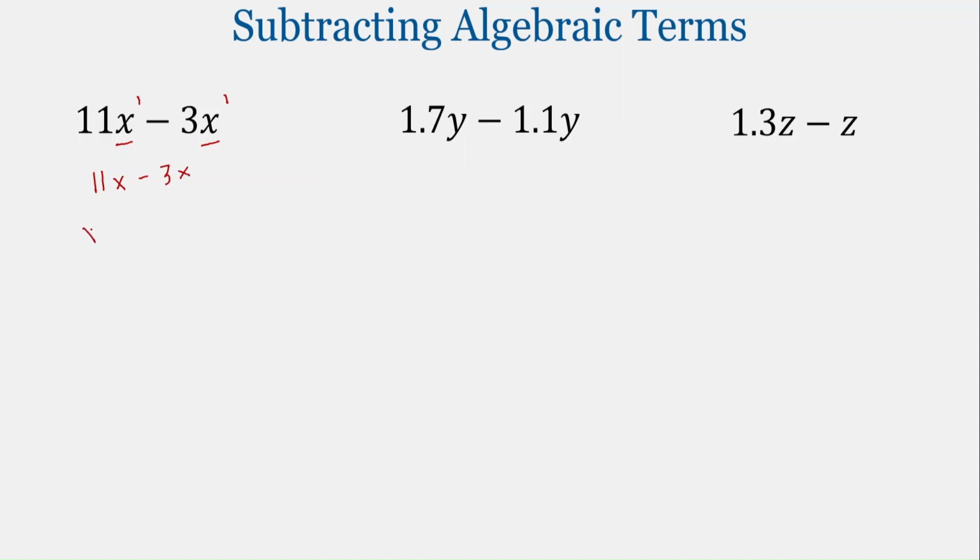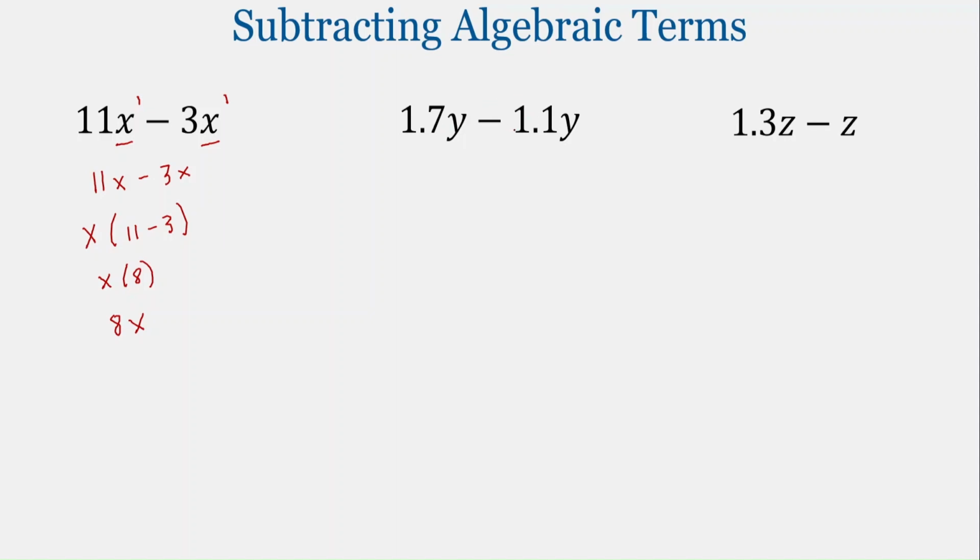We can factor out that x. That leaves us with 11 minus 3. 11 minus 3 is 8, so we have x times 8. And then we can rewrite this in the conventional form, putting the coefficient in front of the variable. Now, do we have to go through all these steps? No. So when I'm subtracting algebraic terms, I look at the 2 coefficients, do the math involved, in this case 11 minus 3, bring that value down, and then bring down the variable.